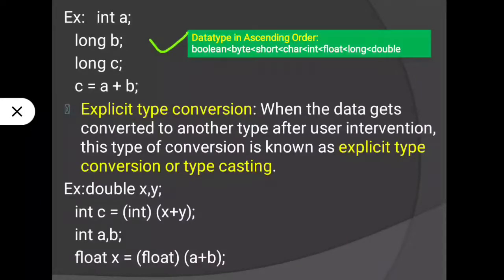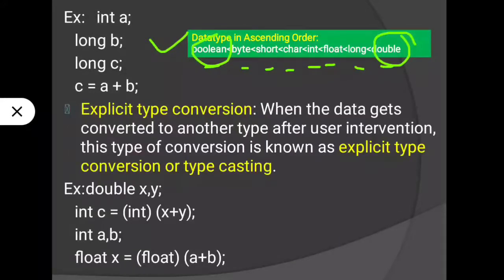See, data types in ascending order. The smallest data type is boolean, then byte, short, char, int, float, long, double. This is the order in ascending order, meaning the smallest unit is boolean and the greatest unit is double. Accordingly the output of the expression will be converted.